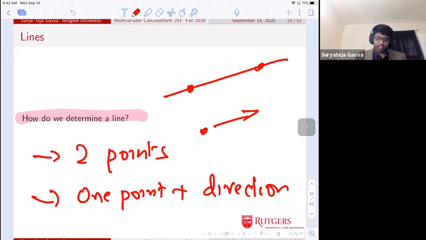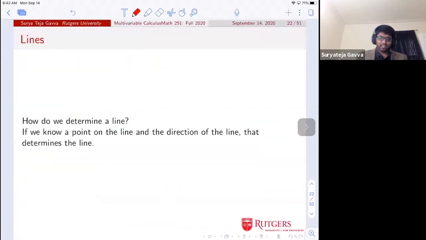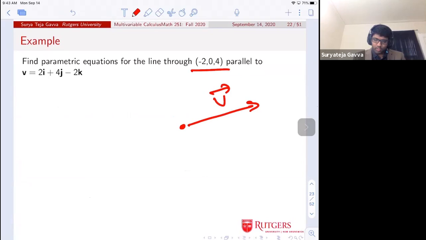Okay, so let's see how to use this information. First, I'll just try to do it in terms of a point and a direction. If I know a point and a direction, I can compute the line. So I have the point (-2, 0, 4), and this vector, which is the direction 2i + 4j - 2k. I want to write down the equations for the point and the vector.